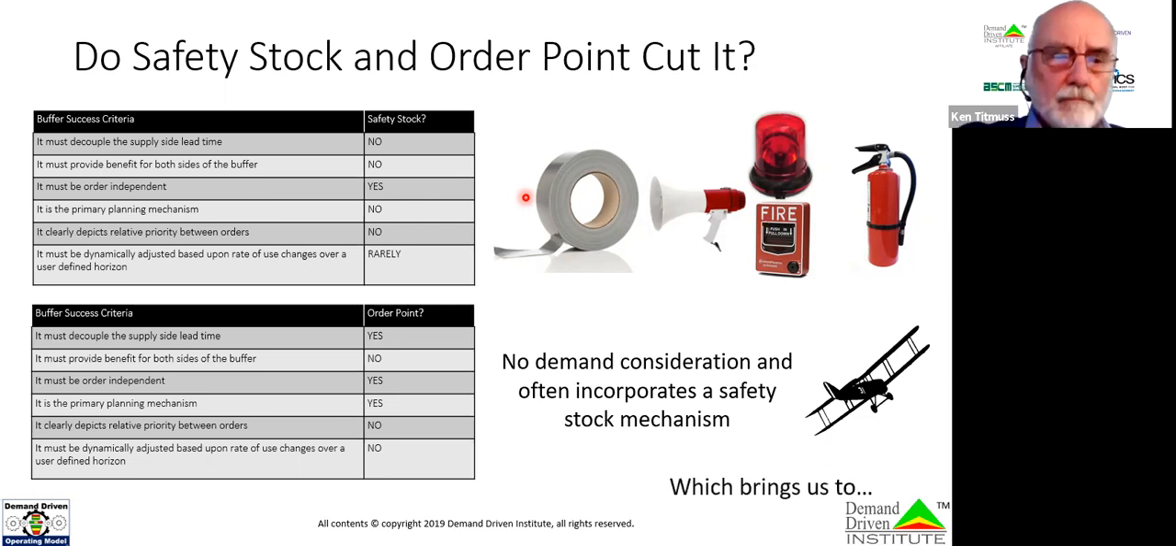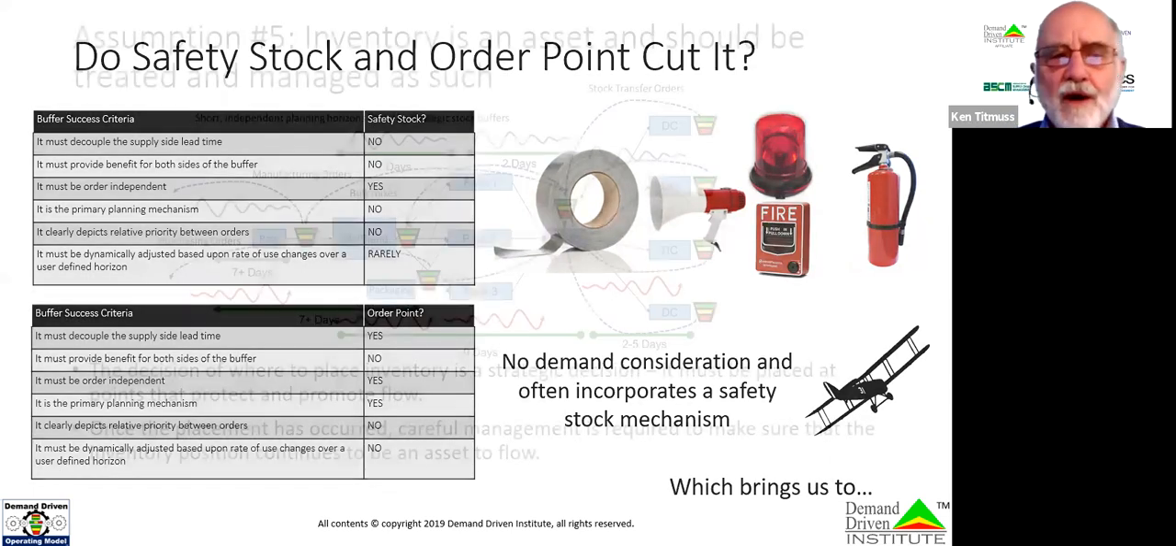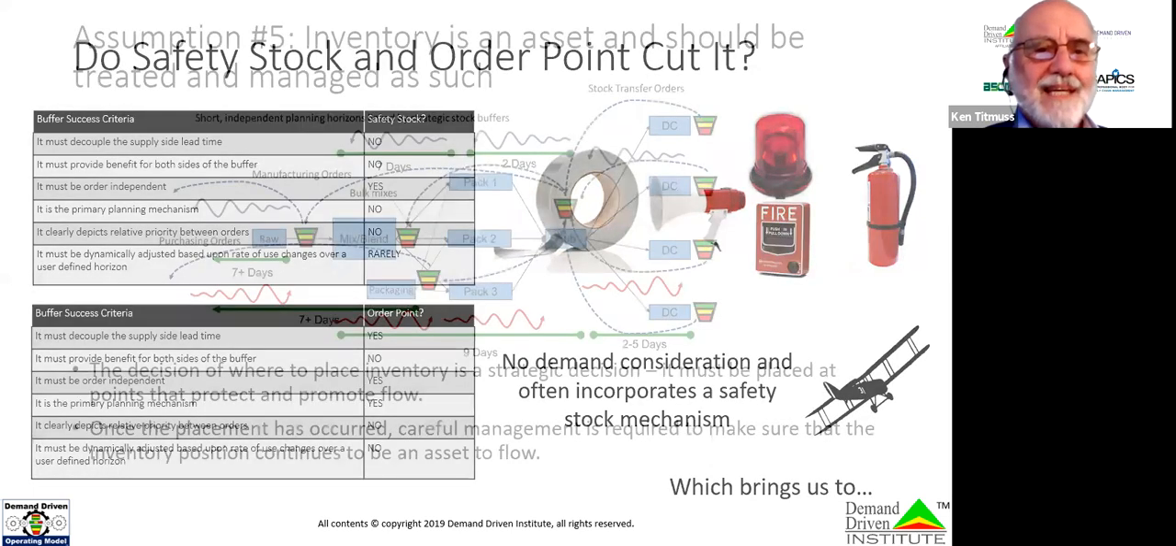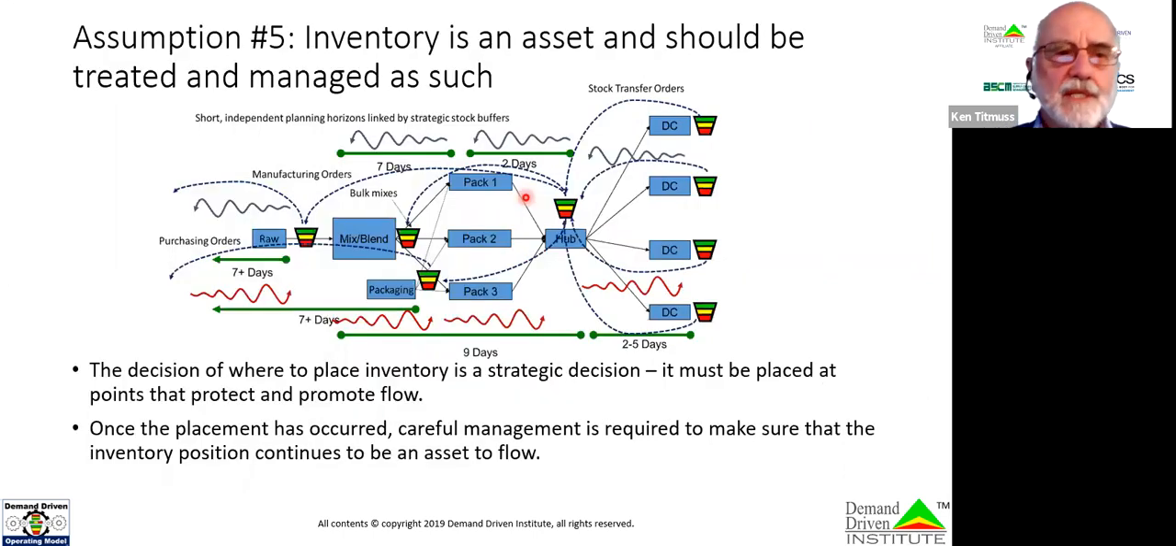So assumption number 5 then: inventory is an asset and should be treated and managed as such. Okay, the decision of where to place inventory is a strategic decision. It must be placed at points that promote and protect flow. And once the placement has occurred, careful management is required to make sure that the inventory position continues to be an asset to the flow.